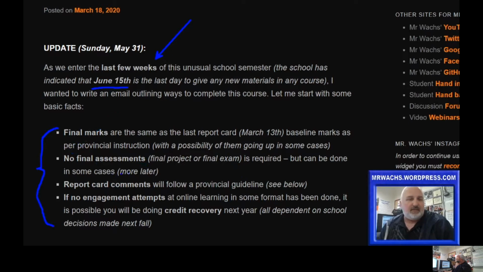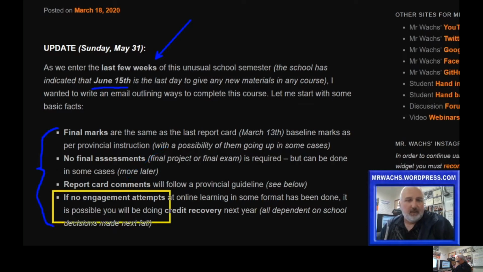Okay, the next important fact, your comment on a report card is something that can change. Unlike your mark, which is locked, the comment I'm going to put on your report card is one of 4 possible comments, which I'm going to go over in a second.